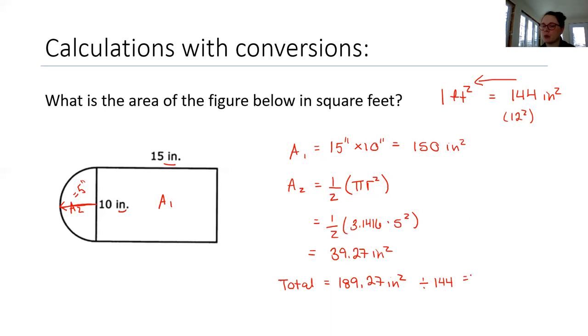If you're not sure whether you're going to multiply or divide, but I'm going to guess most of you at this point know from inches to feet, you divide by 12. So it's the same. You're going to divide by 144. You're going to divide by that 12 squared. Leaves us with 1.31 square feet.